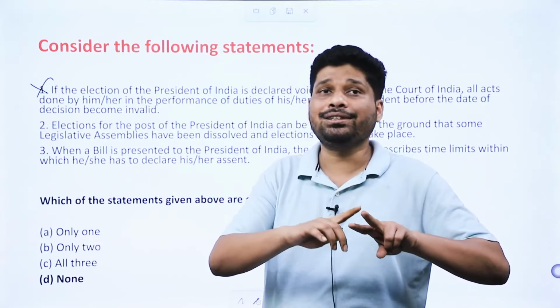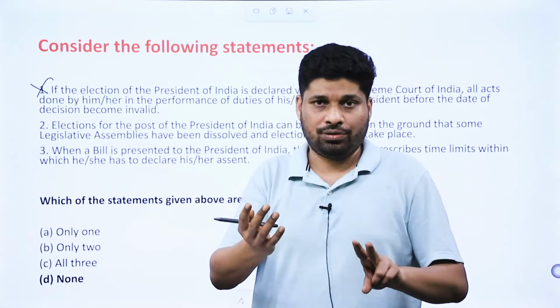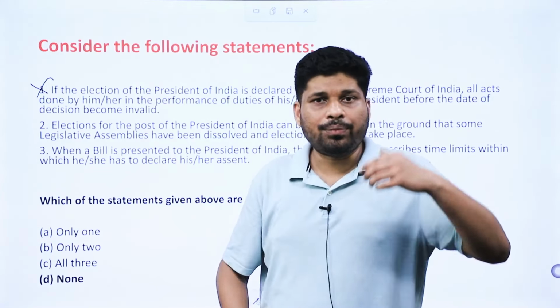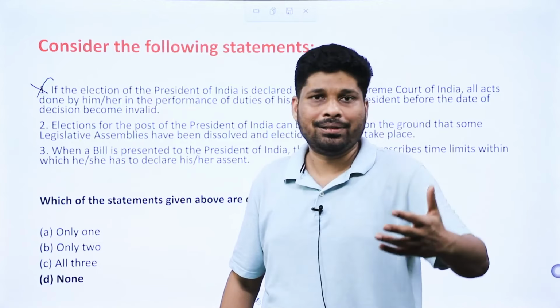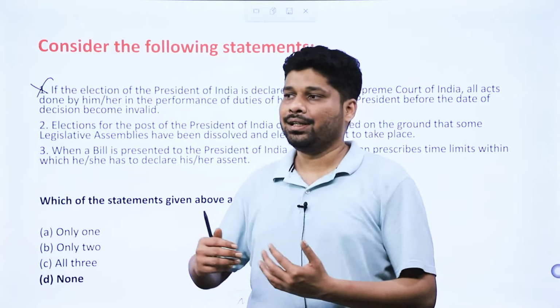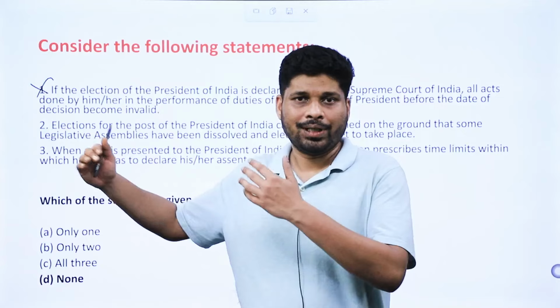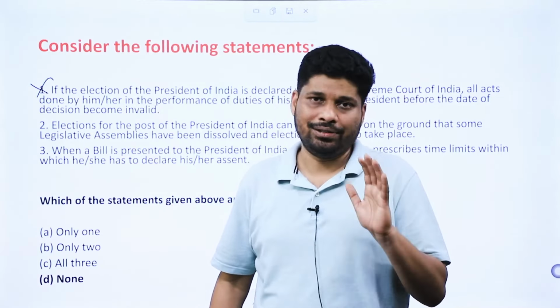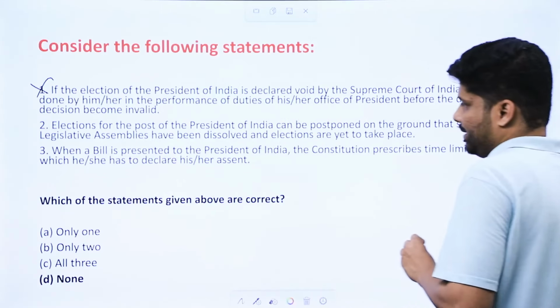And the second thing is, you have to consider logic also. If a particular decision is signed by the president and people are under fear that the decision may be declared invalid, then that decision will have no sense. It will not have any value. The first statement therefore is incorrect.